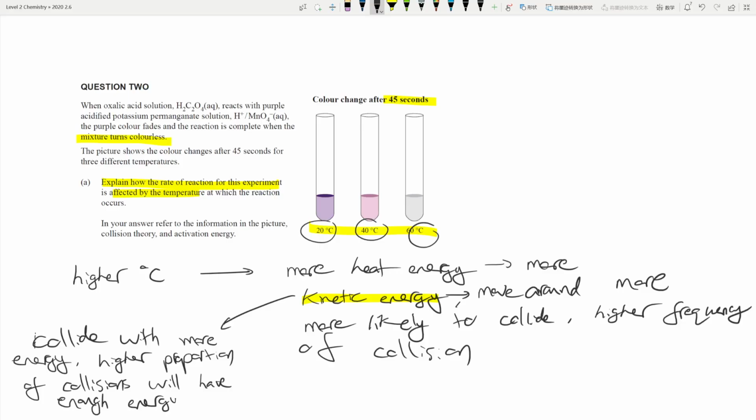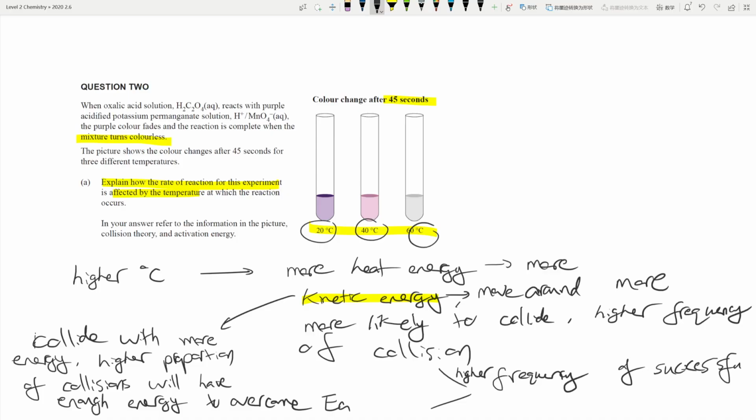Have enough energy to overcome the activation energy, if you want to talk about that in a little bit more detail, and then combining those two together. As a result, there's a higher frequency of successful collisions.